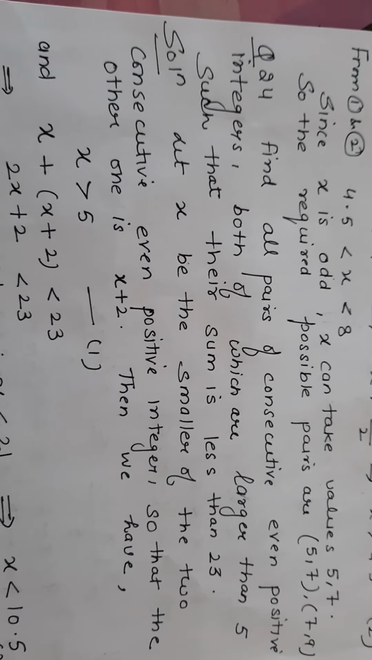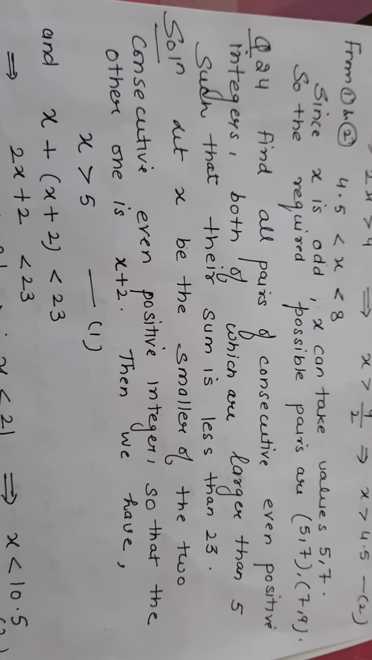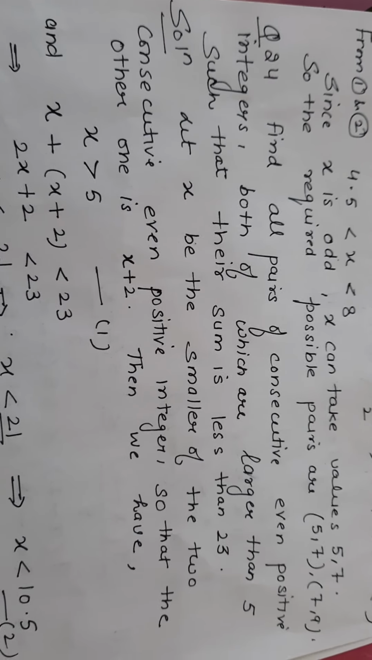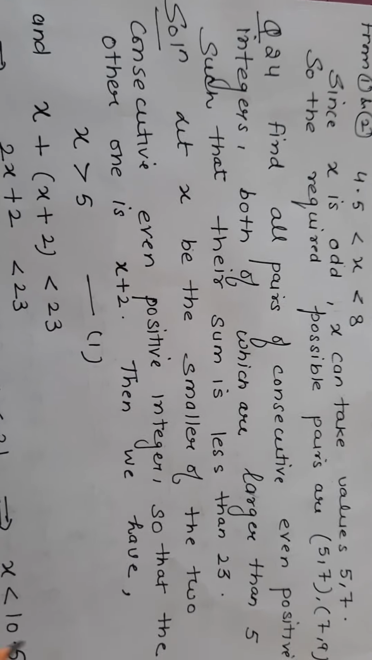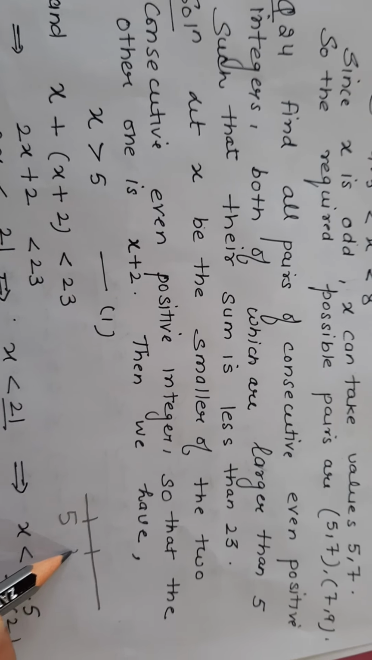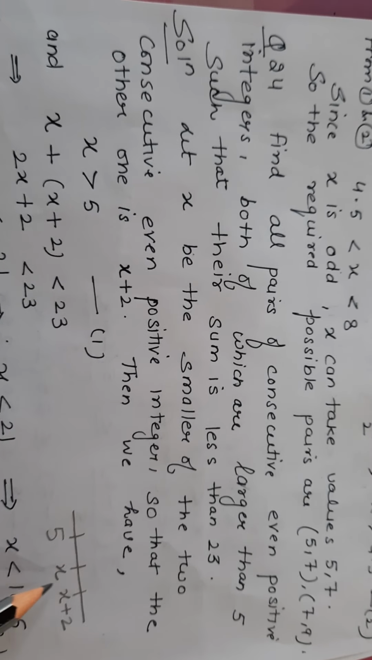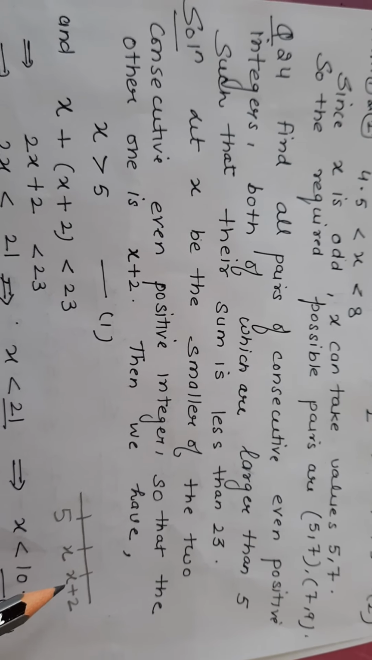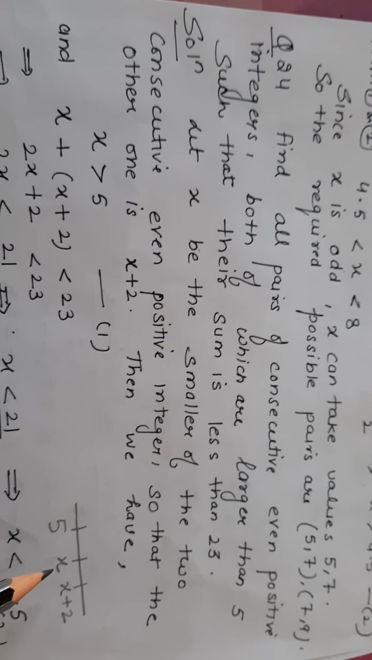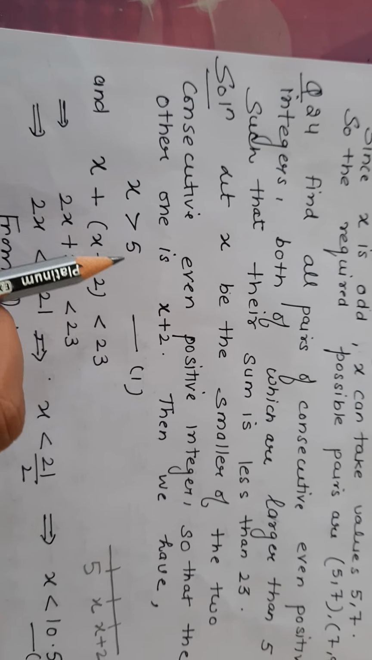Like the previous question, we have supposed that let x be the smaller of two consecutive even positive integers so that the other will be x plus 2. Now just look here. Here we are given both are greater than 5. If I have 5 here, then if I take x here and x plus 2. Now it's clear from the number line. If this x is more than 5, then automatically x plus 2 is always more than 5. So it's important to have condition on x. So I have written here x is greater than 5. And the sum is less than 23.